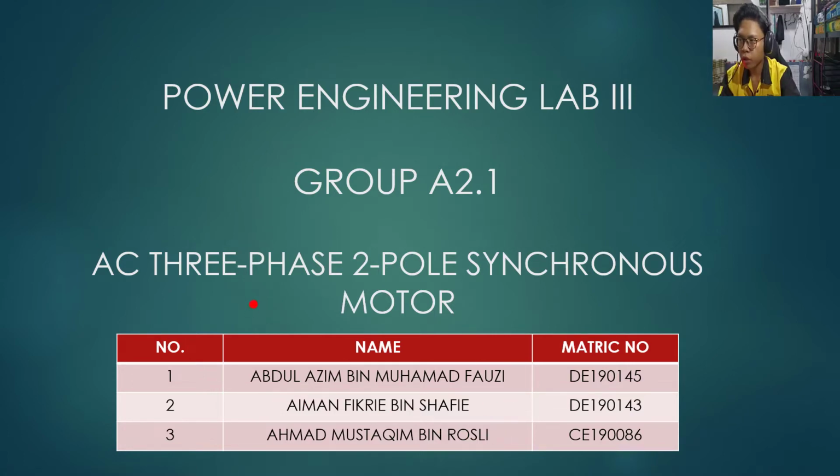We are from group A2.1, and the group consists of Aiman Fikrie bin Shafie and Ahmad Mustaqim bin Rosli. We are going to present Power Engineering Lab 3 with the title AC 3-phase to Synchronous motor. In this motor we present two connections, the star connection and the delta connection. I will present the star connection first.